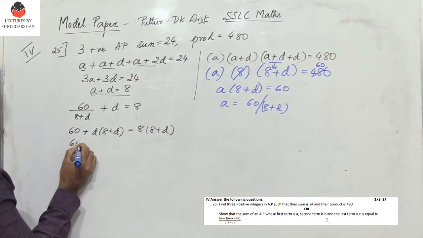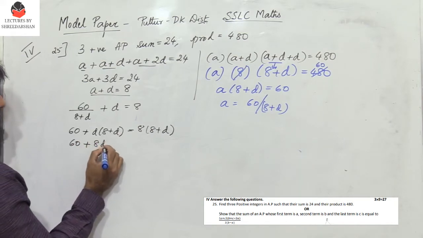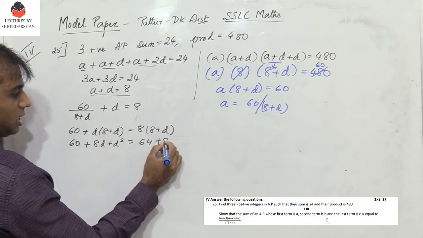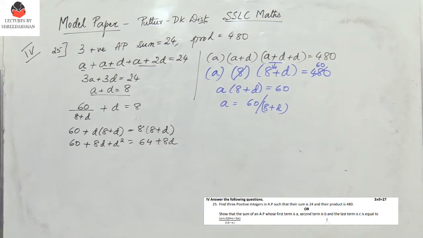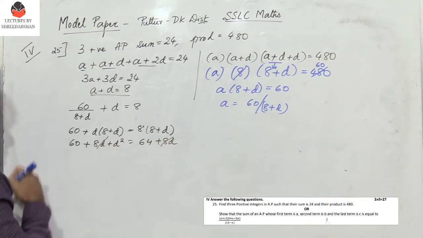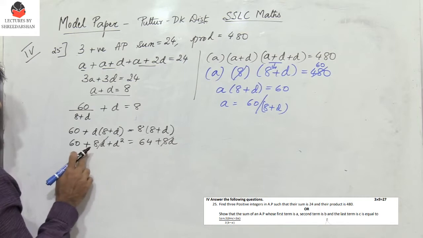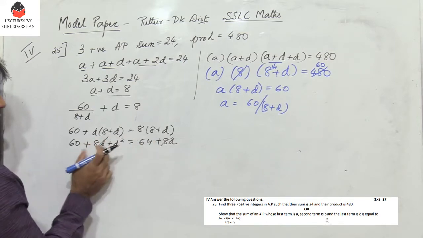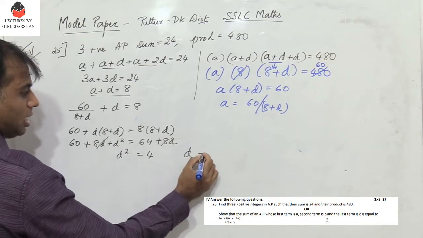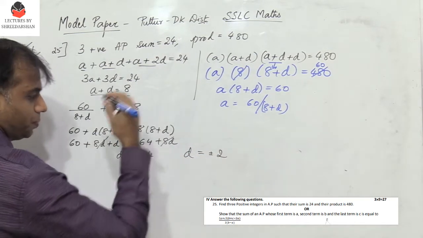Right? So I have 60 plus 8d plus d square equals 64 plus 8d. So I'm solving the problems a little fast, so make sure that you write all the steps and solve them. So 8d gets cancelled. I take 60 to RHS, it becomes minus 60. 64 minus 60 is 4. So d square is 4, or d equals plus or minus 2.